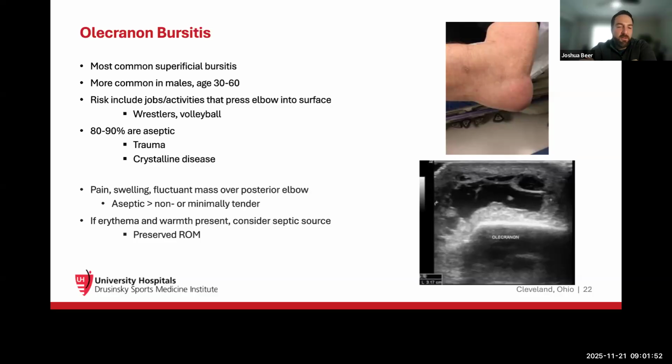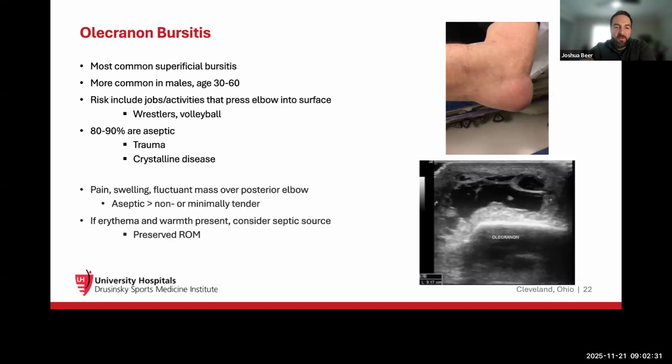From the aseptic standpoint, again, you think either acute trauma or repetitive microtrauma, and also things like gout can manifest as this. What patients complain about is typically pain and swelling on the posterior aspect of the elbow. Tenderness can be misleading. A lot of times, if it's from chronic microtears, the chronic repetitive trauma, it won't be that tender. Whereas if it's from a septic source, they tend to be more tender to touch. If there's erythema or warmth present, again, it may be more of a septic source.